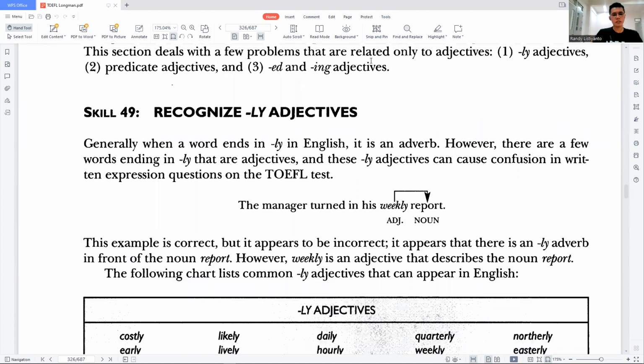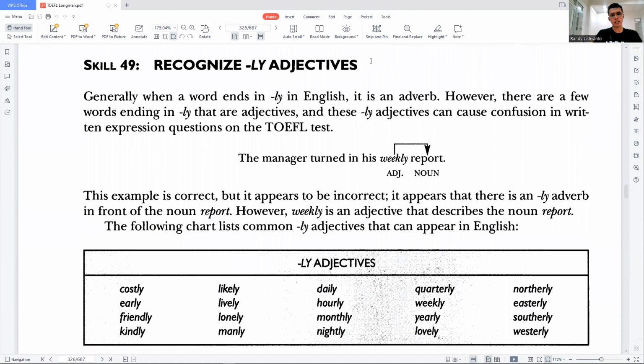Skill 1 in this topic: recognize ly adjectives. Generally, when a word ends in ly in English, it is an adverb. However, there are a few words ending in ly that are adjectives, and these ly adjectives can cause confusion in writing and written expression questions on TOEFL tests.